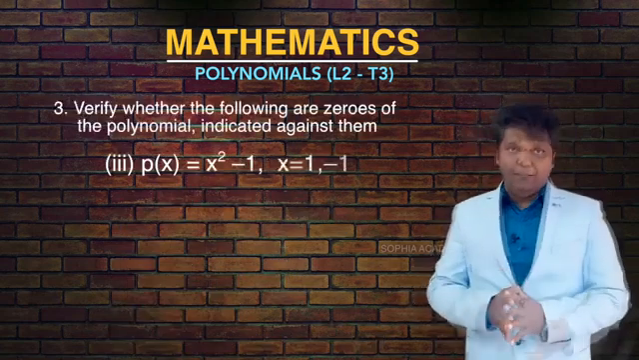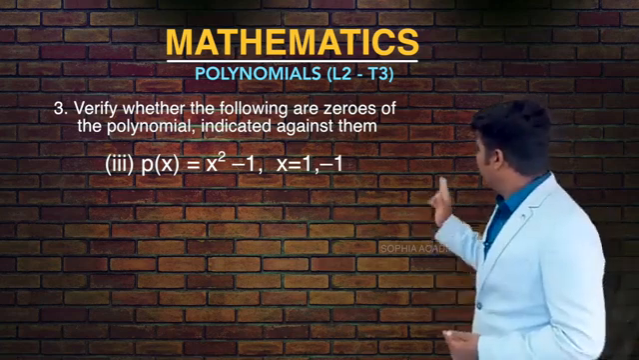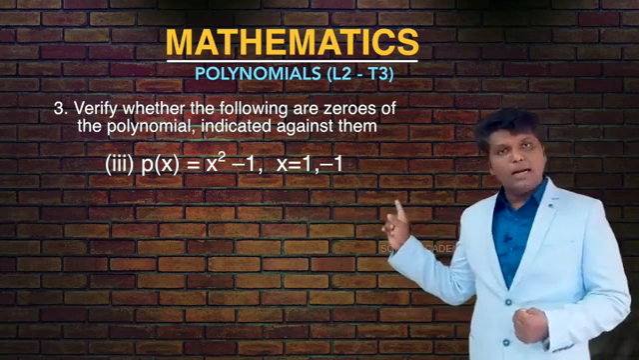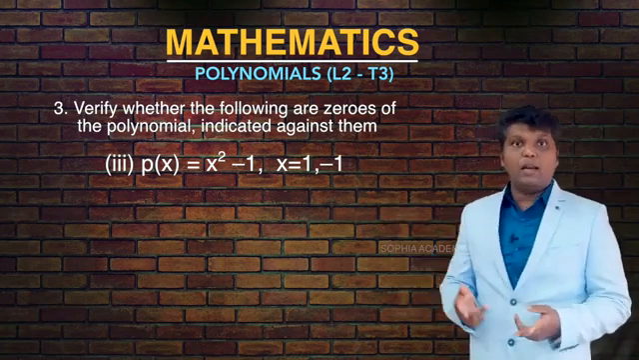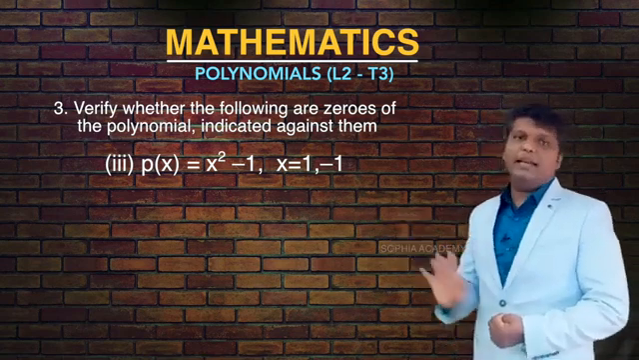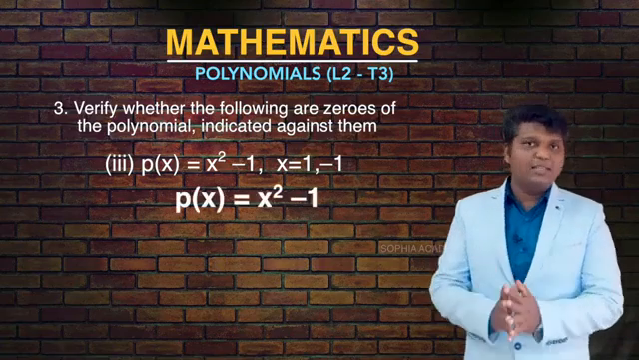Question number 3. P of x is equal to x square minus 1, x is equal to 1, minus 1. That means there are two solutions. Why? Because it's a quadratic, meaning a second degree polynomial, and a second degree polynomial has two zeros. Here two zeros are mentioned anyhow. Let us check whether these are actually the zeros or not.